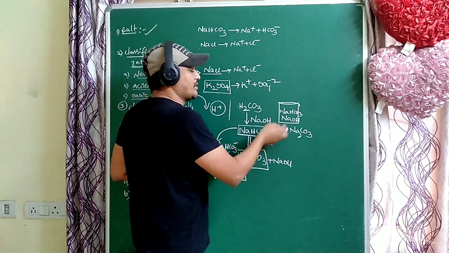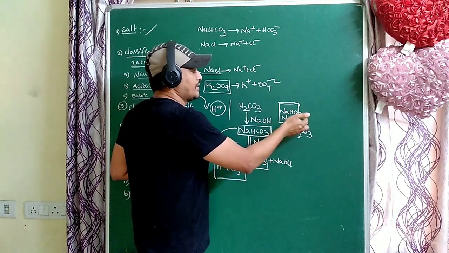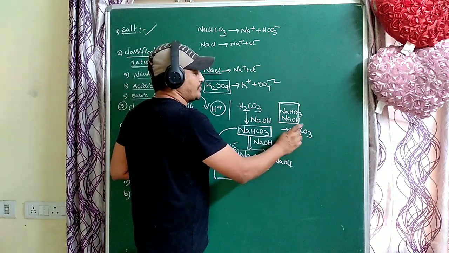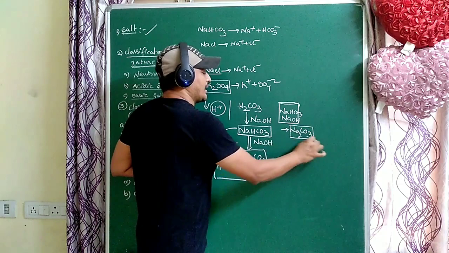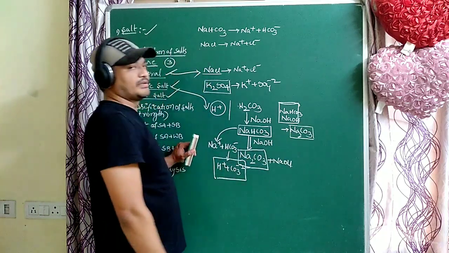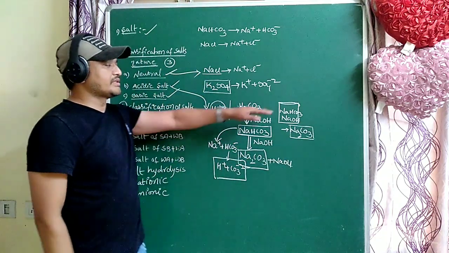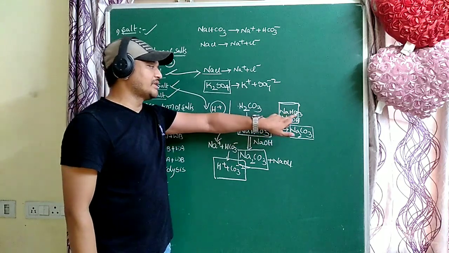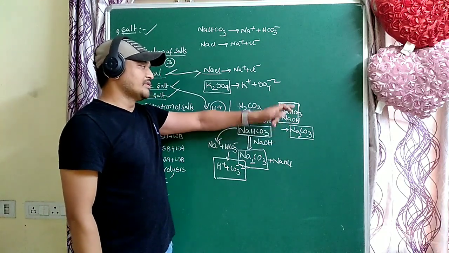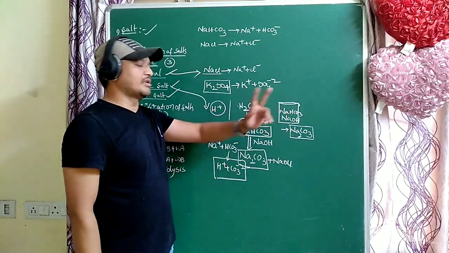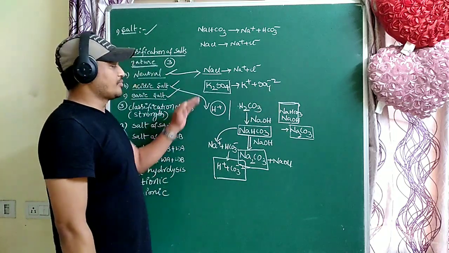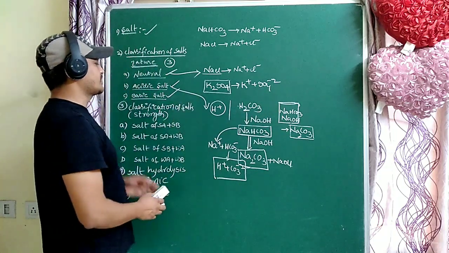After some time, NaOH is not there, NaHCO3 is not there. What is in the beaker? Na2CO3 solution is there. These two solutions cannot coexist because NaHCO3 has acidic nature and NaOH is a base. Base and acid react to form salt. This type of salt is called an acidic salt.